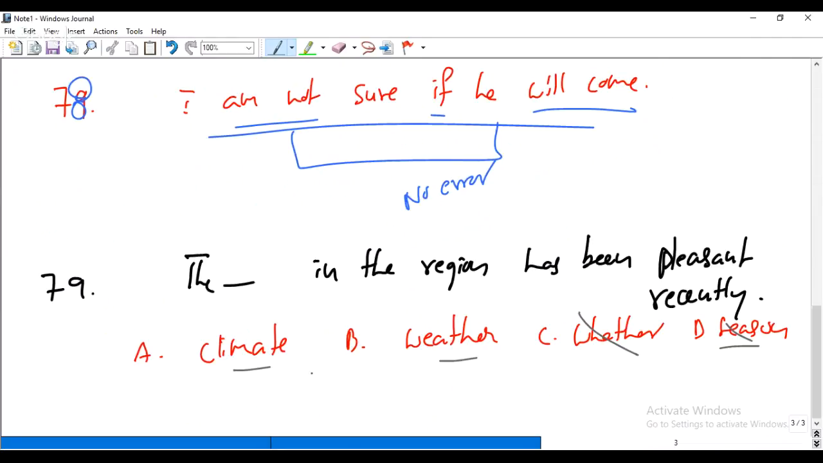Now, what is climate and what is weather? So if we speak of a day, then it will be weather. And if we speak about the averages of weather, then it is climate. The dash in the region has been pleasant recently. It means we are talking about averages of weather. It means the answer is the climate in the region has been pleasant recently.